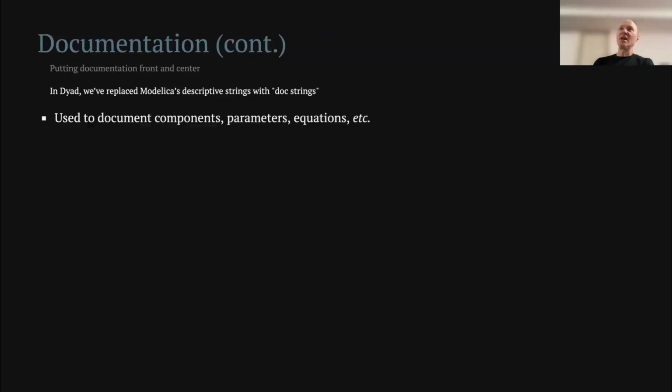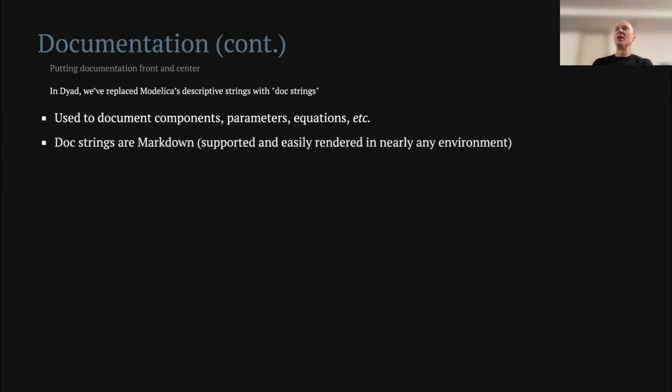So as I said, we replaced Modelica's descriptive strings with this notion of doc strings. So they're used to document basically everything. I showed an example of writing a doc string before a component definition. We can write doc strings before parameters, before equations. So they serve the same role that they do in Modelica, to be able to associate some documentation, some description with each entity. But of course, they come before those things.